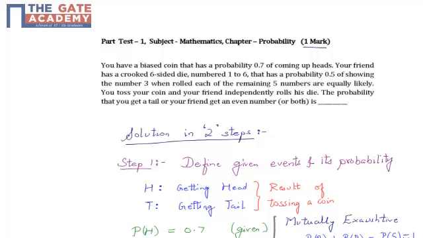So such kind of questions we would solve in 2 steps. First step would be defining the given events and their probability. Let me suppose that H is an event of getting head, whereas T is an event of getting tail. Both of these events are the result of tossing a coin. We are given that probability of getting head is 0.7.